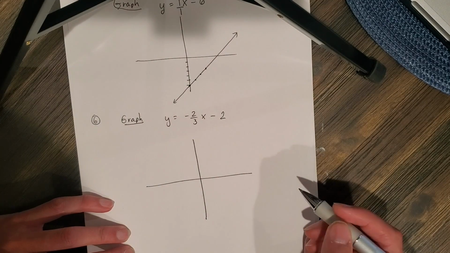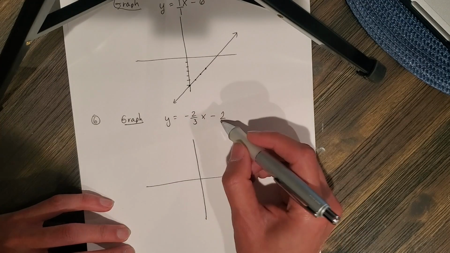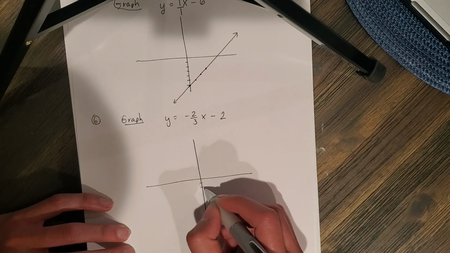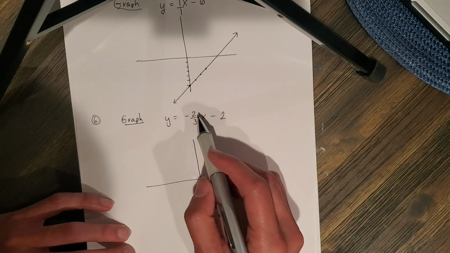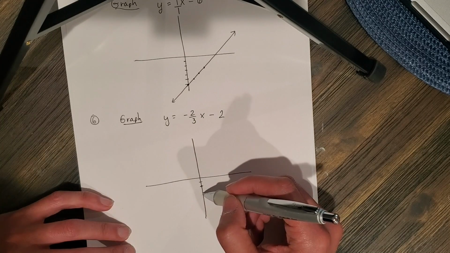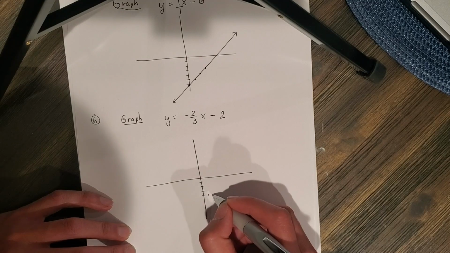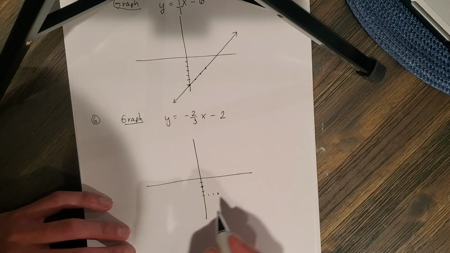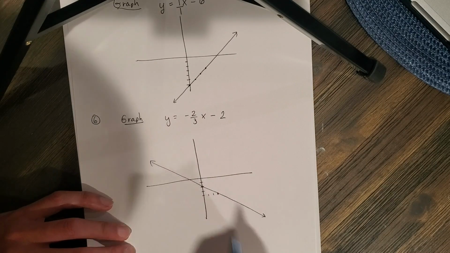Next, take a look at the slope. It's negative. That means this line is going to go down, and it's going to go through negative 2. So let's go down to 2: 1, 2. That's negative 2 right there. And then our slope is negative 2 over 3. That means I'm going to go down 2 and then over 3. So I'm going to go 1, 2, and then 1, 2, 3. That's my next point there. And I can connect these two like this. Okay. That's it.